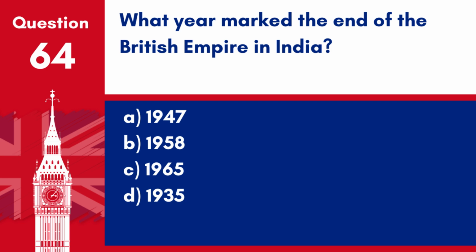A. 1947. B. 1958. C. 1965. D. 1935. Answer: A. 1947. The year 1947 marked the end of the British Empire in India with the partition of India and the establishment of the independent nations of India and Pakistan.